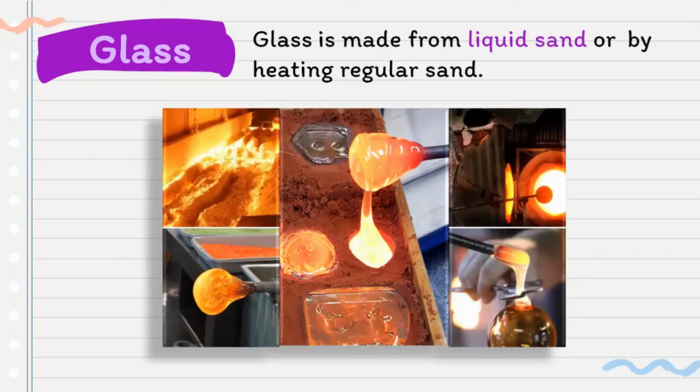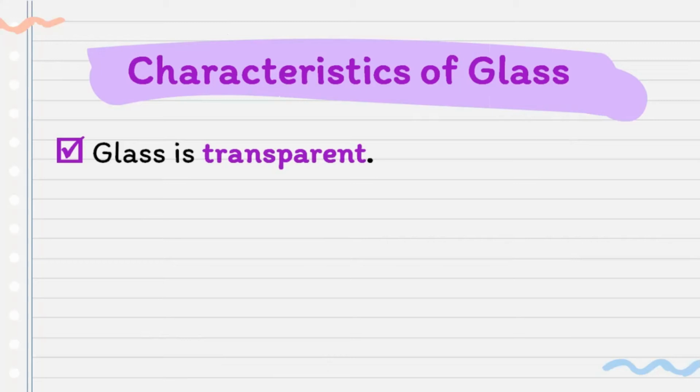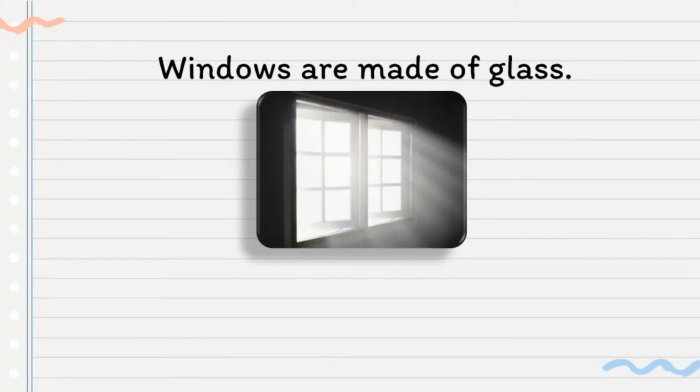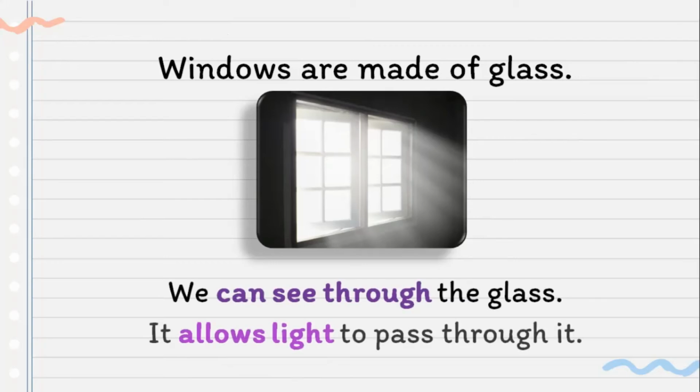Now let's take a look at the last material, glass. Glass is made from liquid sand or by heating regular sand. Here are the characteristics of glass. Glass is transparent. Windows are made of glass. We can see through the glass because it allows light to pass through it.